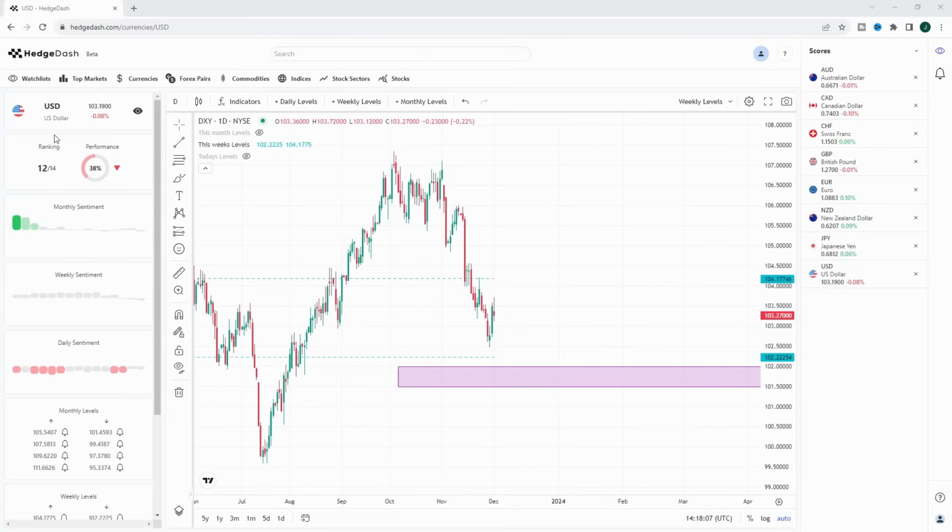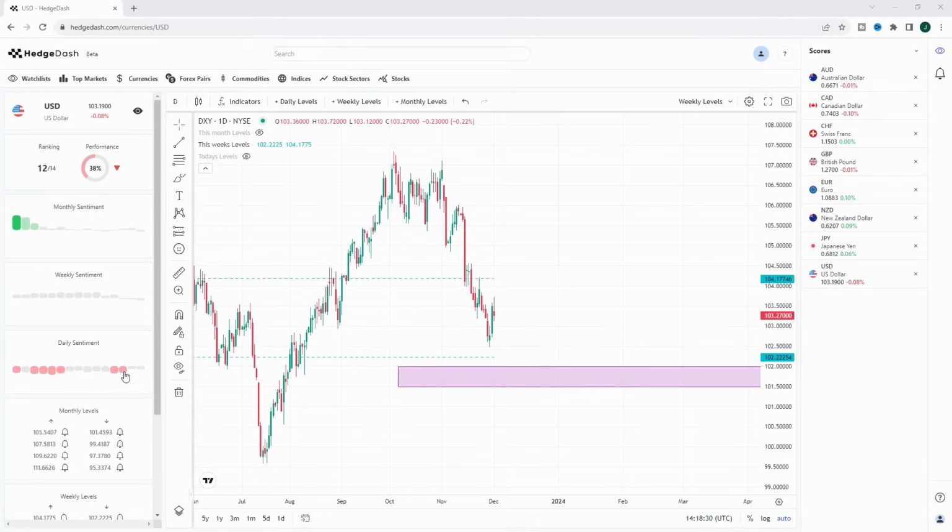Starting, of course, with portfolio selection, and many of you will be familiar with this. We look at the scores for each individual asset. We also have a ranking in here. And once we've assessed the highest probability markets in terms of trending, correcting, or reversing, then we're looking at the daily levels, weekly levels, monthly levels. So intraday, intra-week, intra-month probability levels.